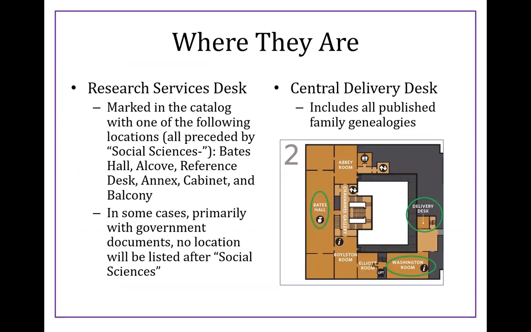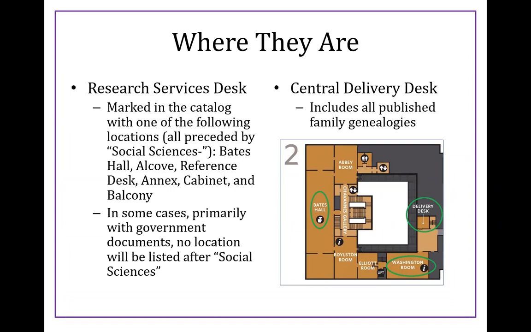So when you're requesting any of these print resources, these are where you're going to go. There's the Research Services Desk, for those materials that you need to request from there. They're going to be marked in the catalog. They'll say Social Sciences and Bates Hall, alcove, reference desk, annex, cabinet, and balcony. But you don't need to really remember all that. If it says social sciences, just come to the Washington room. Also, if it's a government document that you're looking for, there's not going to be any location after social sciences. So like I said, if it says social sciences, just come see us in the Washington room.